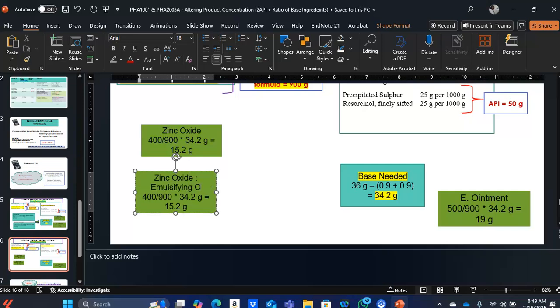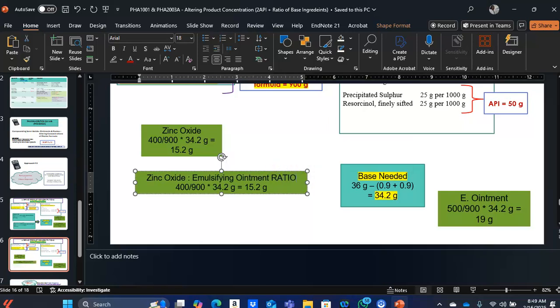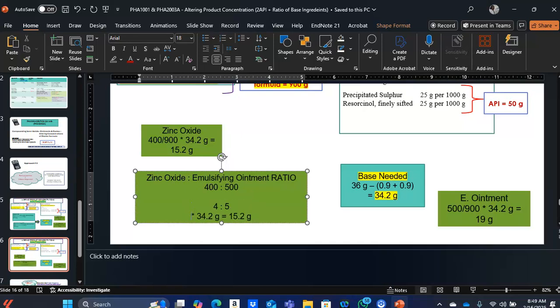Emulsifying ointment ratio. When you look at the ratio, it's 400 to 500. And so when you simplify this ratio, it is 4 to 5. So the total parts for this is 9 parts. The total parts is equal to 4 plus 5 equal 9 parts.